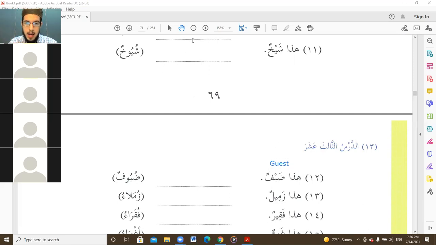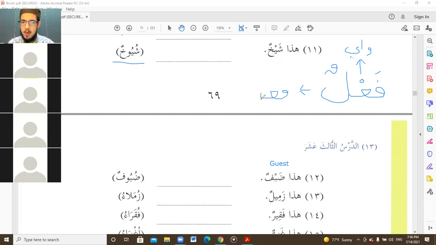I scrolled up after initially scrolling down because I wanted to point out another pattern here. If we have this phonetic pattern, fa'lun, and the middle letter is a weak letter, meaning either waw, alif, or ya, I'm pretty sure in the broken plural it's going to go to this form right here. Fu'ul.